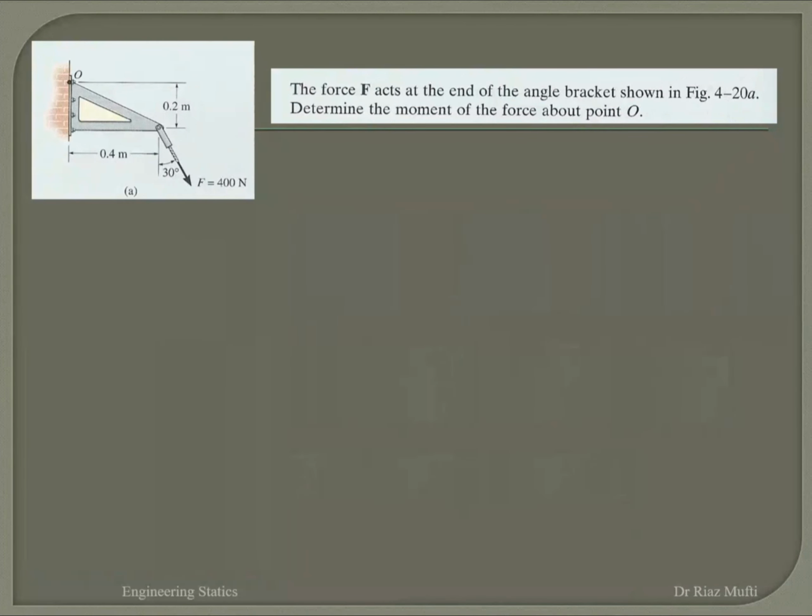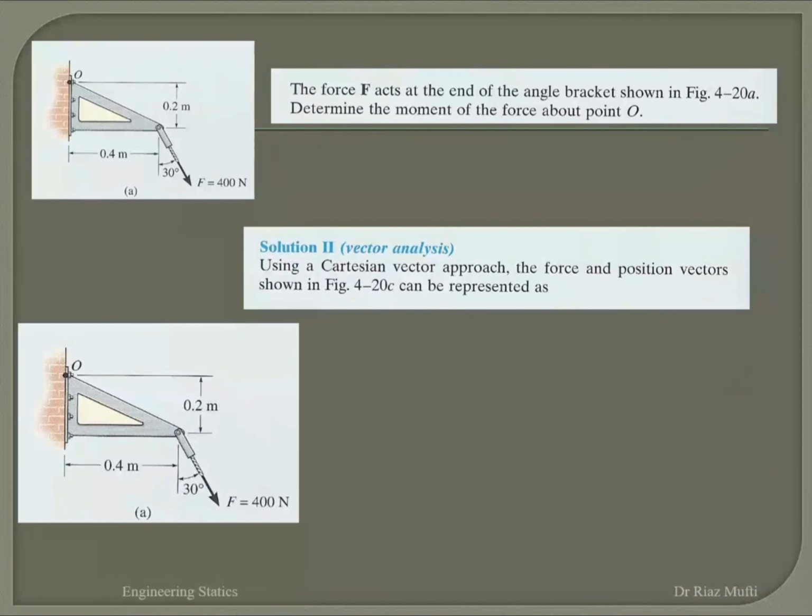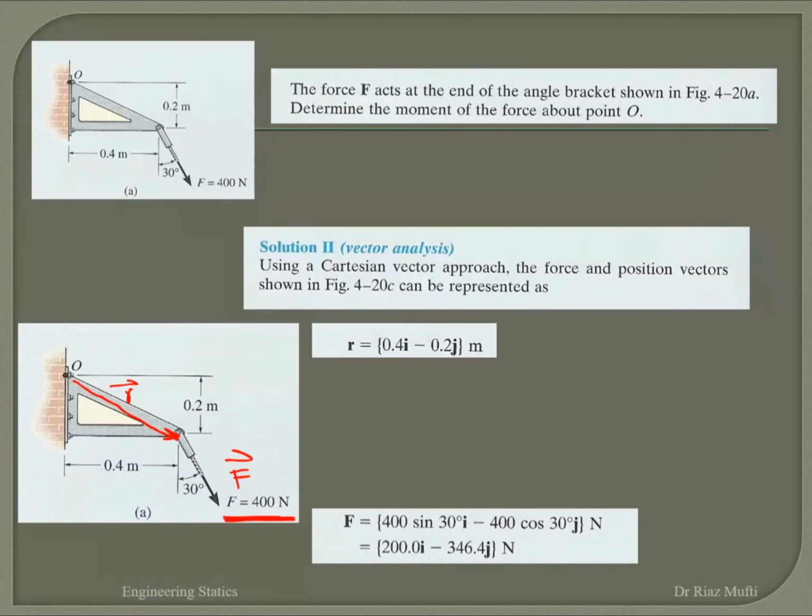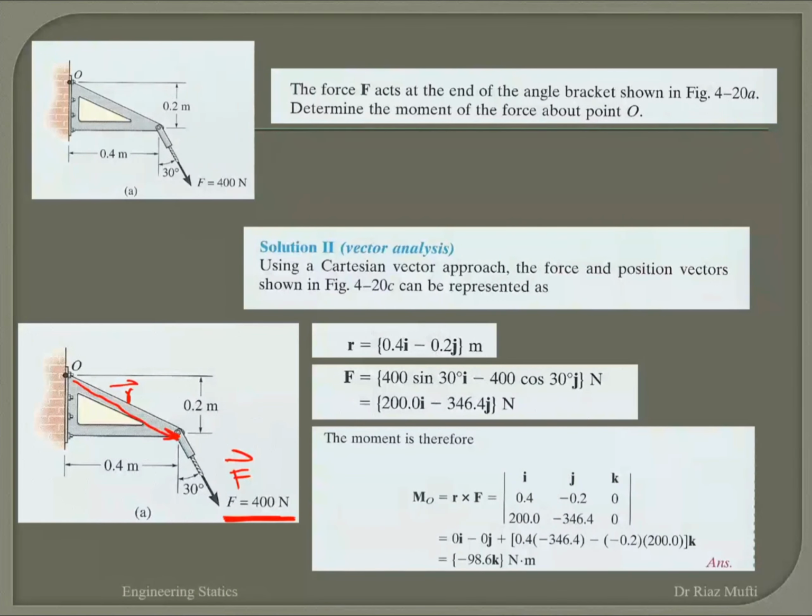The other way around is the vector approach. Remember, in the vector approach you need R, that is R here, and you've got this F here. So R would also be a vector, and your F has to be in vector form. Once you've got your F in vector form, you can find the moment. That's R cross F. So M naught is R cross F, or it can be F cross R.